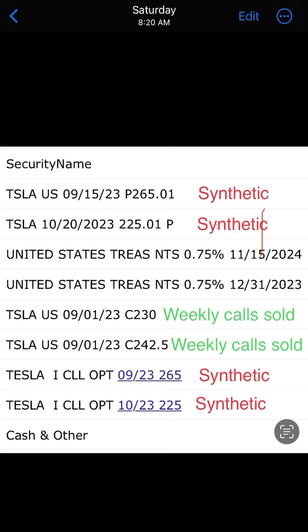So anyway, what are they going to do, right? This Friday, if the stock price stays at 238, they have to provide Tesla shares at $230, for $230. And they don't have Tesla shares, right? They're just holding the synthetic shares. So they're not going to let it expire at 230. They're going to have to roll it again.